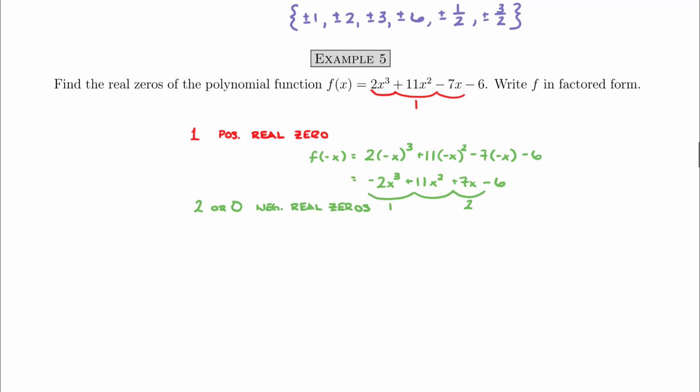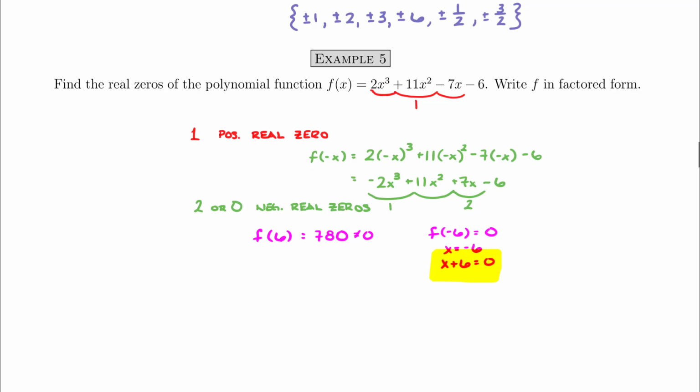So just for the sake of argument, let's say we decided to first try positive 6. If I evaluate this function at positive 6, we find that it's equal to 780, which does not equal 0. So we know that 6 is not a zero of the function. However, if I evaluate it at negative 6, I do find that it does in fact equal 0. So that means I have a zero of x equals negative 6, which is the same as saying I have a factor of x plus 6 for the polynomial. So here is our first factor, x plus 6.